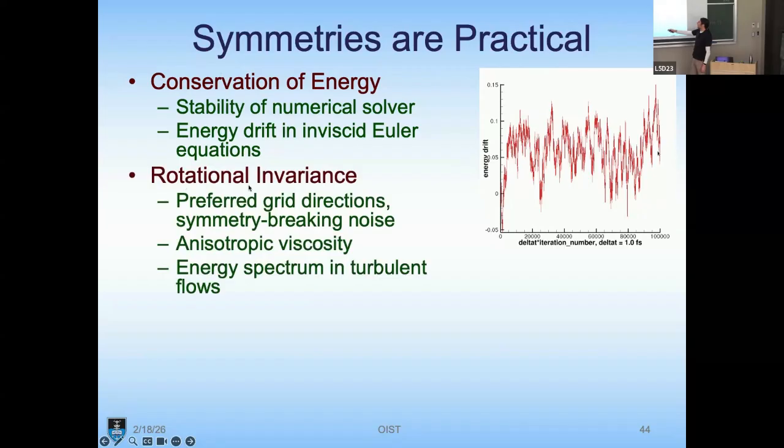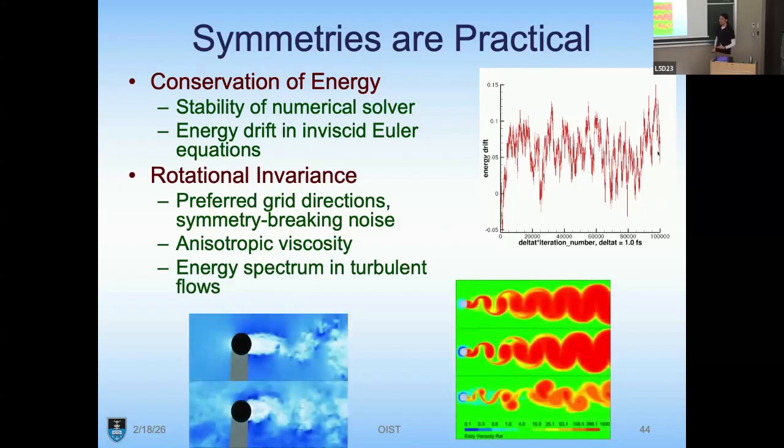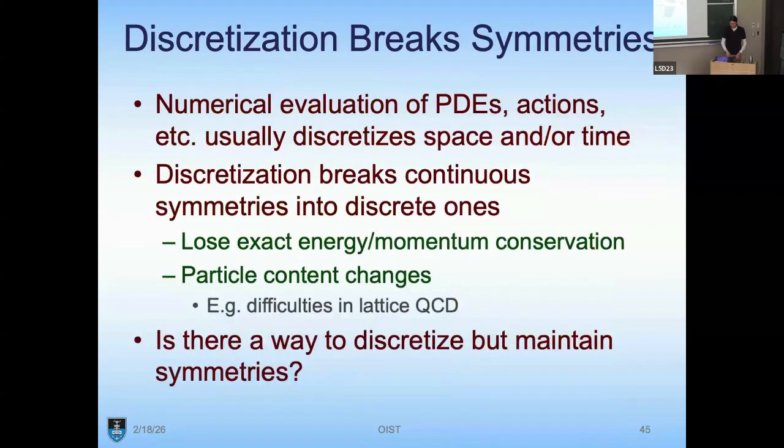If you break your rotational invariance, you have preferred grid directions. You also have symmetry breaking noise. This can lead to anisotropic viscosity and an incorrect energy spectrum in your turbulent flows. And turbulence is a very important problem in many different applications. So here we have turbulent flow caused by the presence of a cylinder in the flow of a gas. And here is a numerical simulation of that. All right, so we don't want to break symmetries.